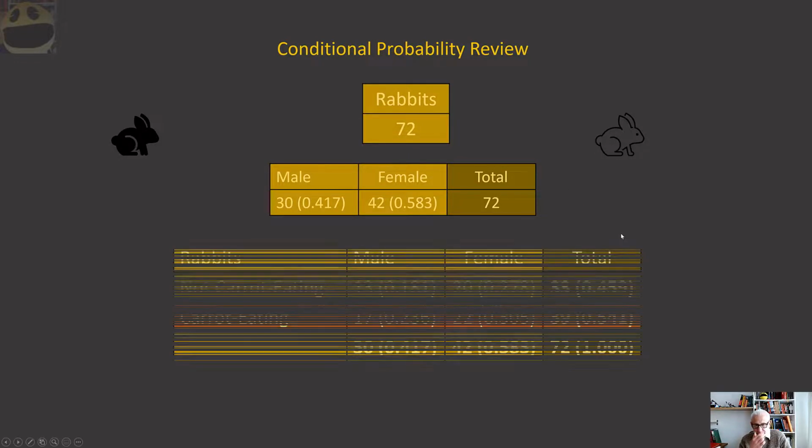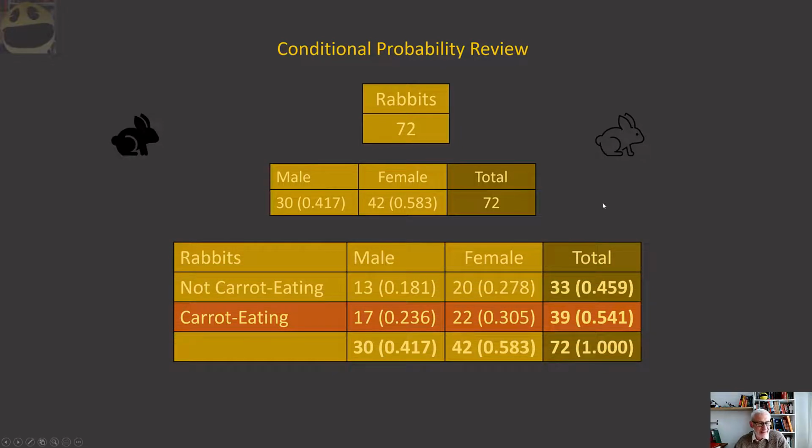58.3% of the time. We're now going to split the male and females into those that might eat carrots and those that might not eat carrots. And once again, we have 72 in total, but this time the males and females, as well as having their percentages at the bottom of the screen down here, we've now split them by rows into those who would eat carrots and those that wouldn't eat carrots. So 0.459 that wouldn't eat carrots and 0.541 that would eat carrots. So we've got all of our numbers and we've got our appropriate probabilities for each one there. The 72 at the bottom is the total probability.